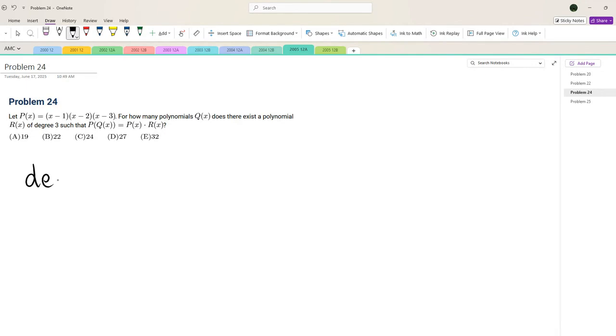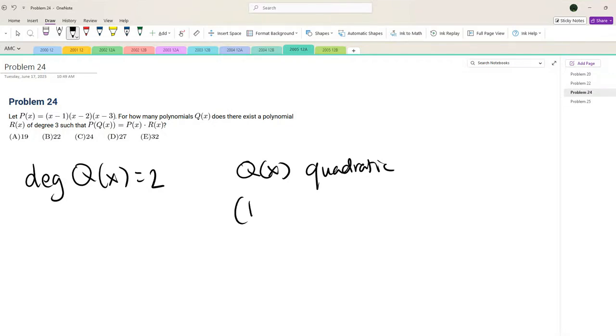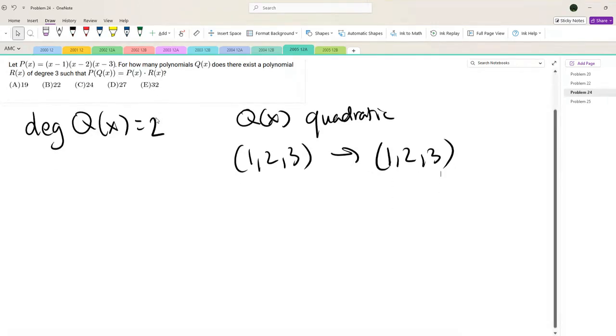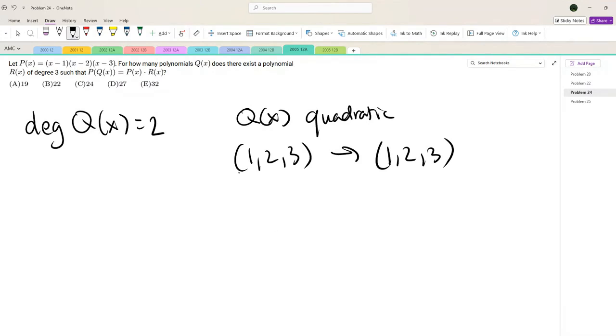And we also see that the roots of P(x) are 1, 2, and 3. So in order for this equivalence to be satisfied, for R(x) to exist, Q(x) must be a quadratic, and it has to map 1, 2, and 3 to 1, 2, and 3, not necessarily in that order. So yeah, it just has to map each one of these values to one of the values here.